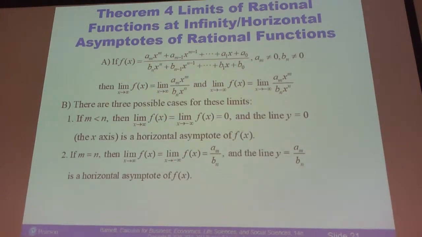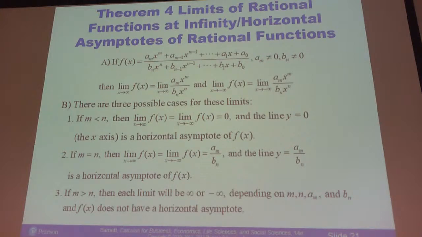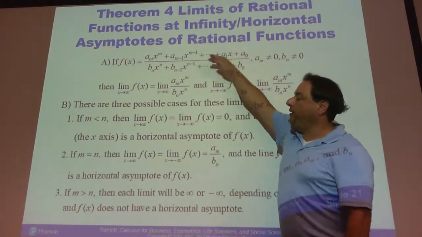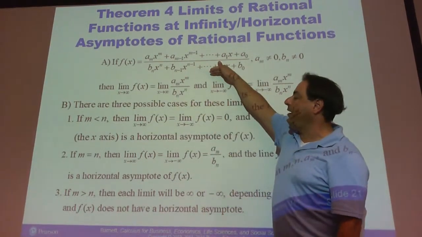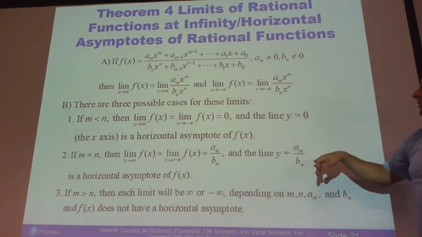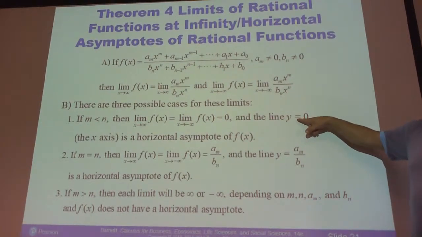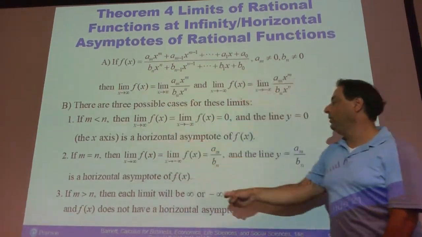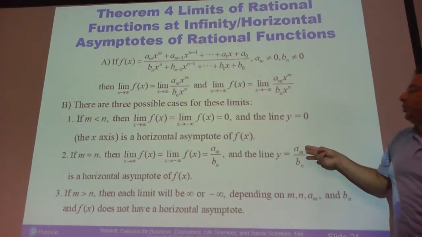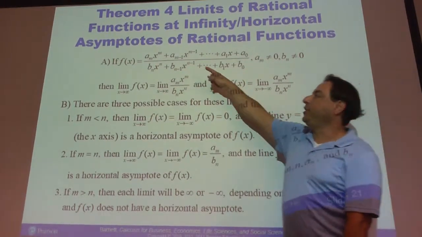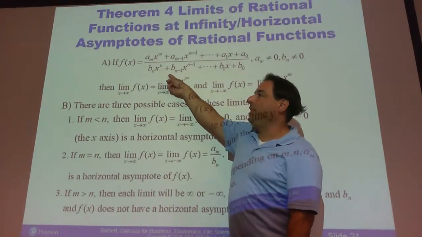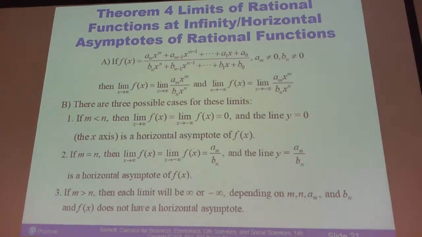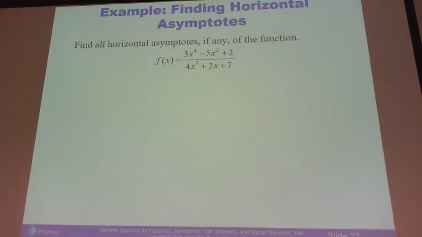This is going over horizontal asymptotes. Remember horizontal asymptotes one more time. If the degree of the numerator is lower than the degree of the denominator, yes, we have a horizontal asymptote at y equals 0. If the degree of the numerator is equal to the degree of the denominator, then it's the leading coefficients, numerator over denominator. But if the degree of the numerator is greater than the degree of the denominator, there is no horizontal asymptote. That's reminding you about horizontal asymptotes, which is a review for you.